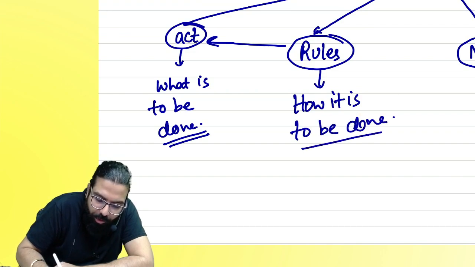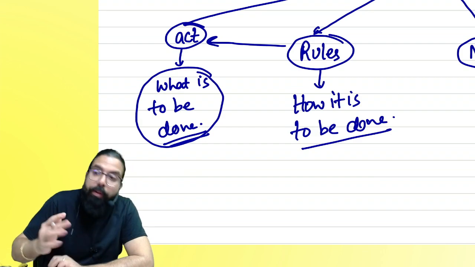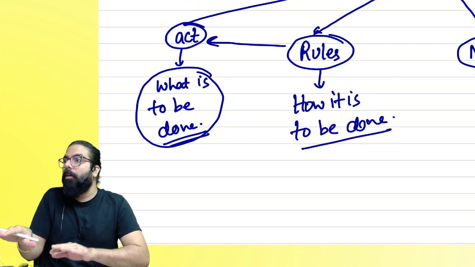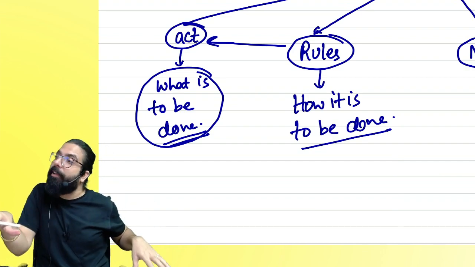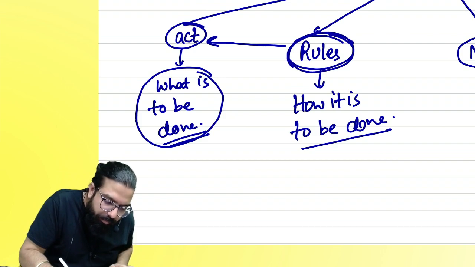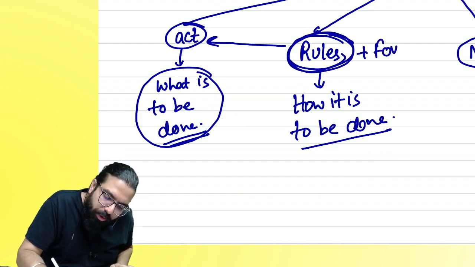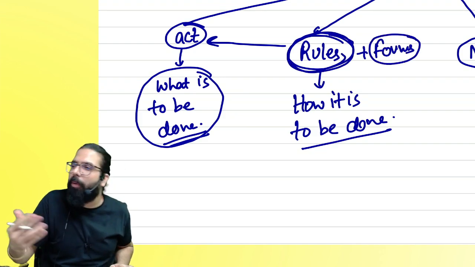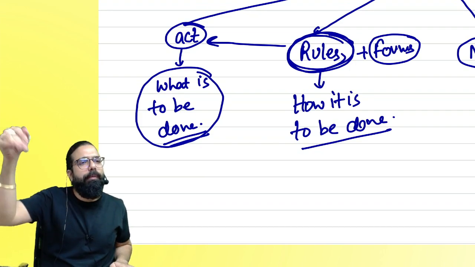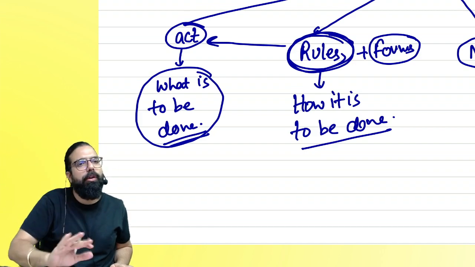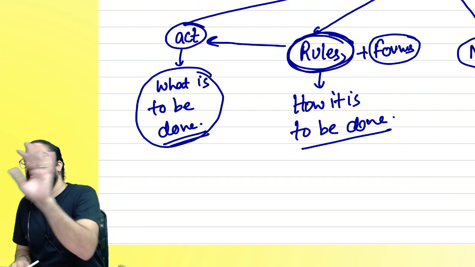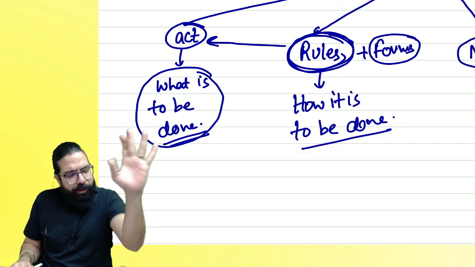Is my point clear to all? Act will always tell you what is to be done. If you do this, this will happen. But sir, how is it to be done? I have to take registration. How? Which form? Who will tell, everyone? Rules. Rules always include forms also, like which form you have to file to take GST registration, while making payment of GST, which form you have to fill. All those will be told by whom? Rules. So Act will always tell you what is to be done. Rules will tell you how it is to be done.